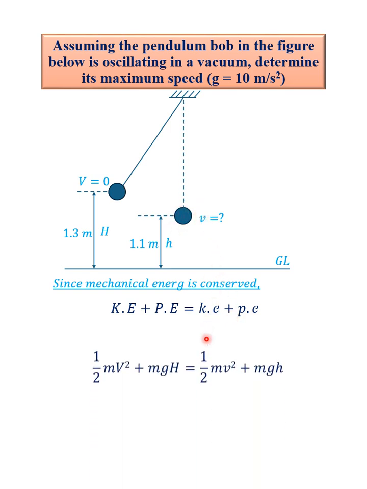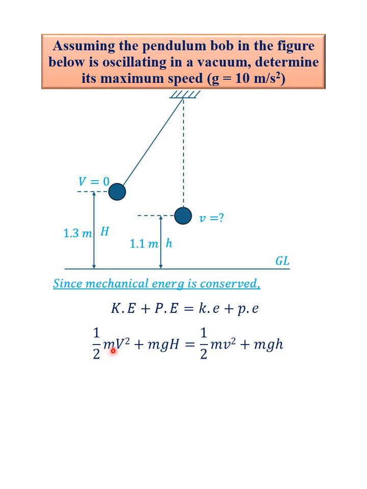Let's recall the equations. Kinetic energy is given as half mv squared, while gravitational potential energy is given as mgh. The uppercases tell you we are talking about the parameters here, while the lowercase tells us we are talking about the parameters here. And our target is to find the value of this v. So let's solve the problem. You would have noticed that we have mass and mass, so we can factorize it out.